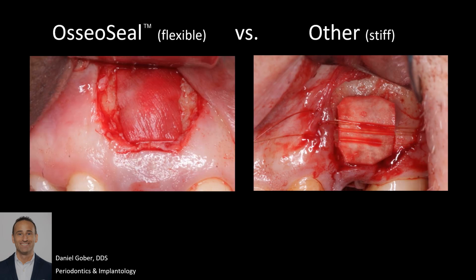And so let's take a look again at the two membranes side by side. We have the OsseoSeal on the left, which is our quote-unquote flexible membrane that's able to adapt to the area, adapt to the contour that we intend. And then we have the other membrane that was used, which is much stiffer, that really was very stubborn and really wasn't able to give us what we needed for this particular situation.